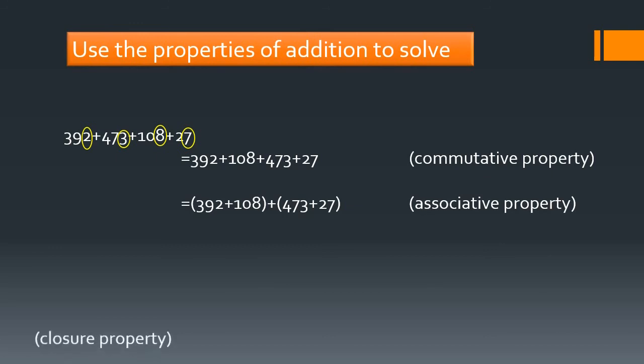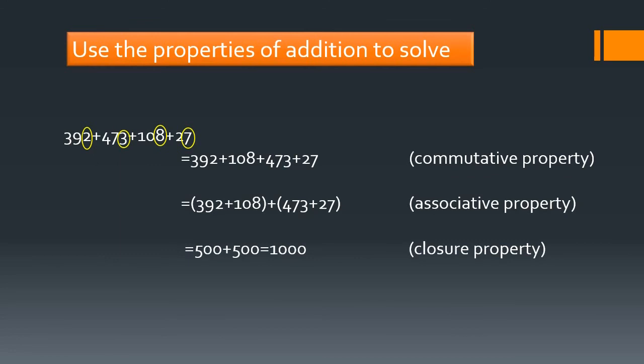The last step finds the answer. 392 plus 108 equals 500. 473 plus 27 equals 500. So 500 plus 500 equals 1000. And that's called closure property.